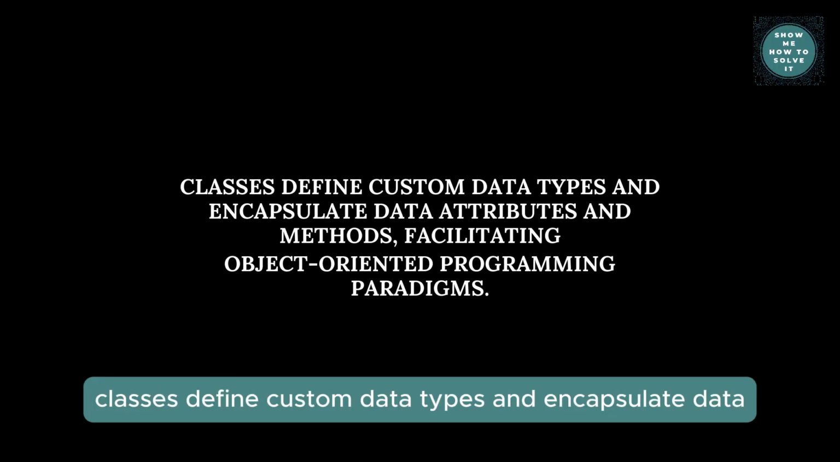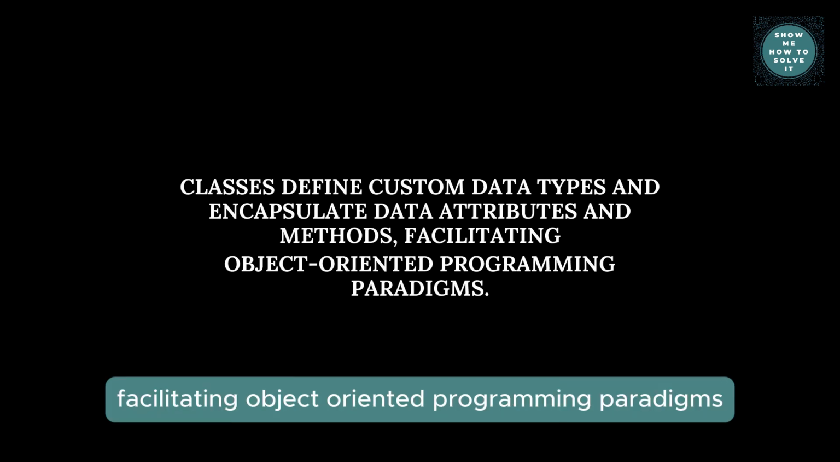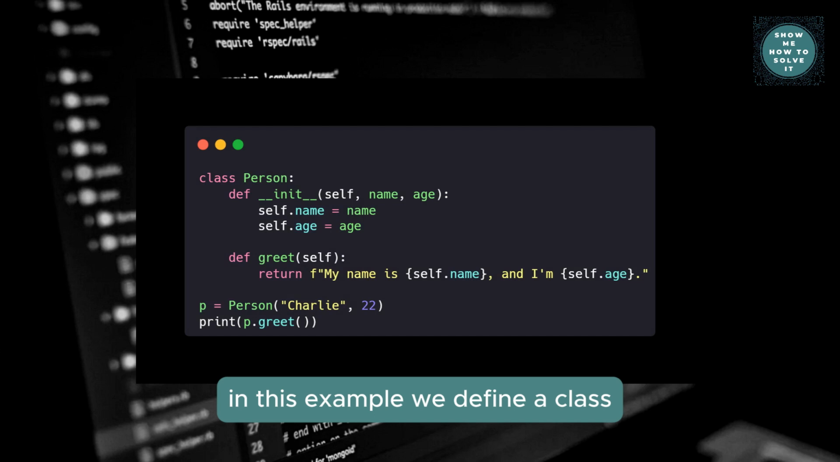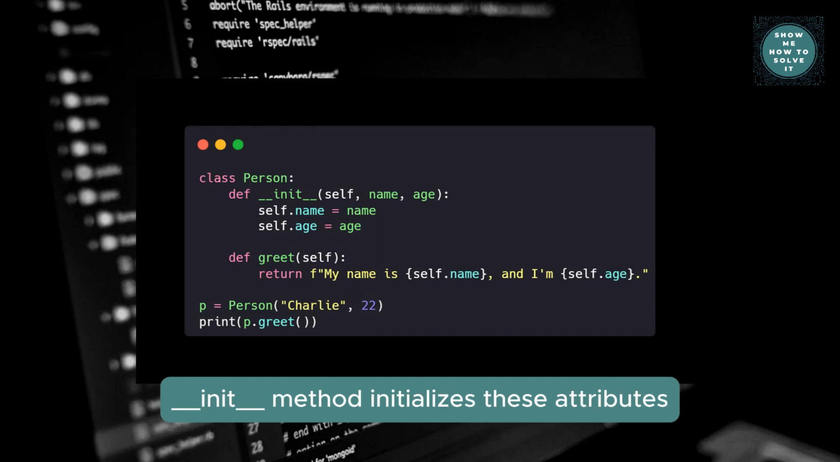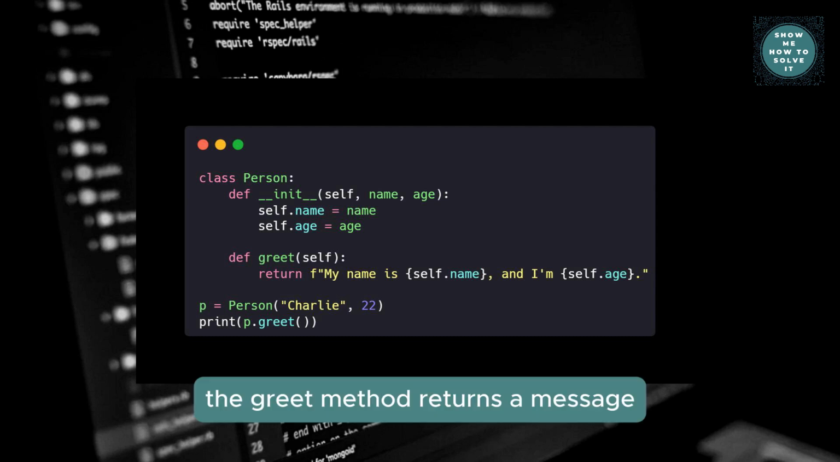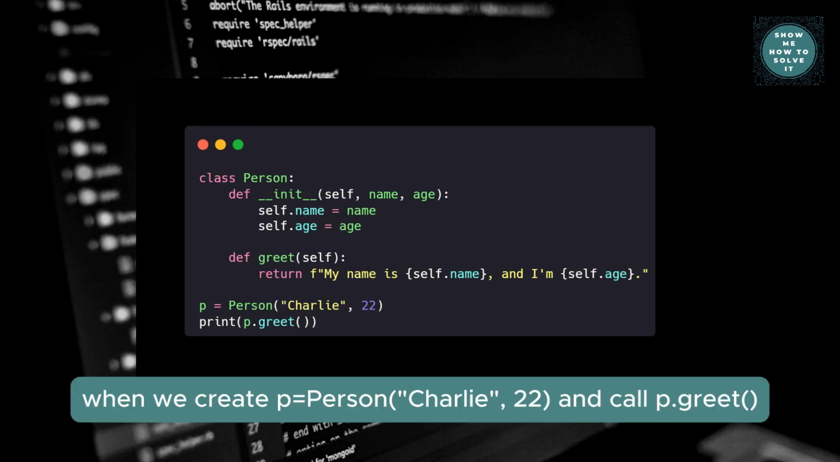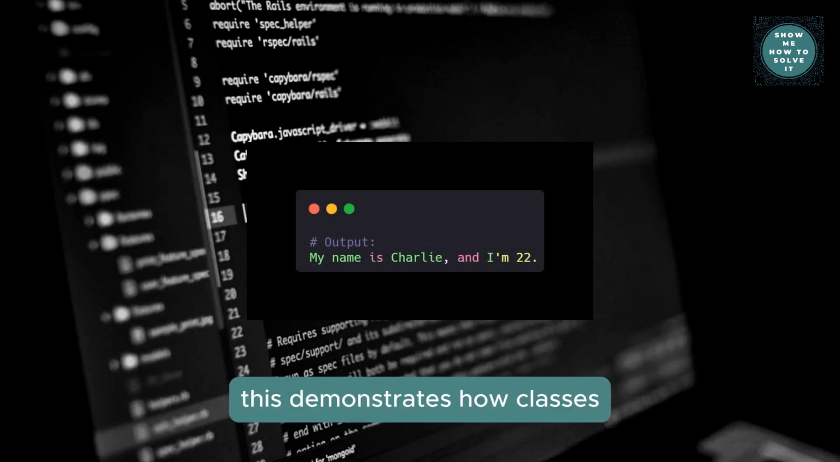Classes define custom data types and encapsulate data attributes and methods, facilitating object-oriented programming paradigms. In this example, we define a class Person to represent a person with attributes like name and age. The double underscore init method initializes these attributes when we create a new object. The greet method returns a message using the object's data. When we create p = Person("Charlie", 22) and call p.greet(), it prints, my name is Charlie and I'm 22. This demonstrates how classes let you bundle data and behavior into reusable structures.